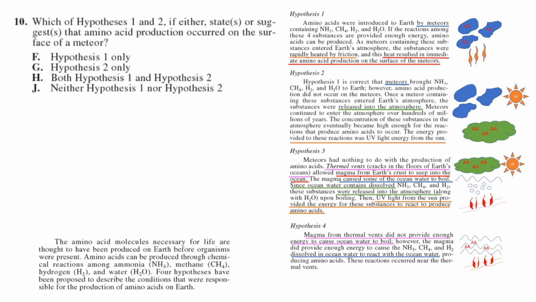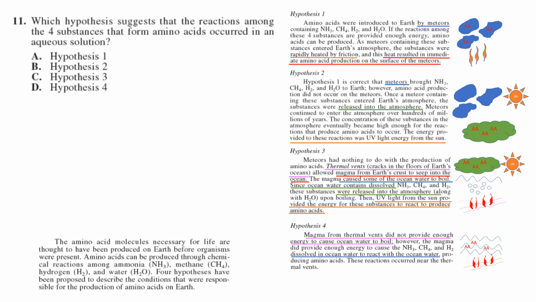Number 10, which hypothesis, 1 and 2, if either, states that amino acid production occurred on the surface of the meteor. So the one that's on the surface is hypothesis 1, so F. Which hypothesis suggests the reactions occur in an aqueous solution, so water or liquid? So that's going to be hypothesis 4, in the ocean, so D.